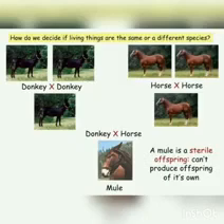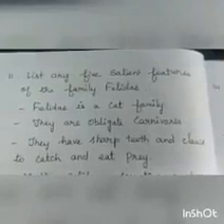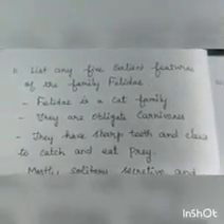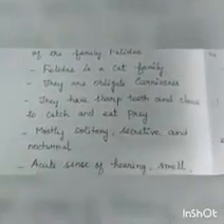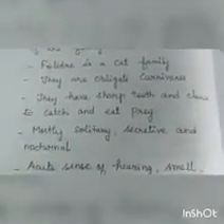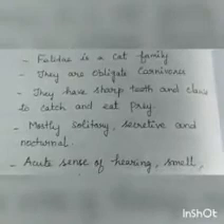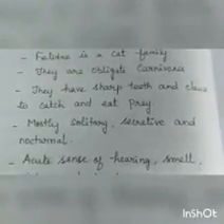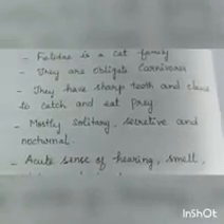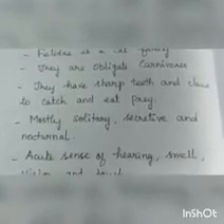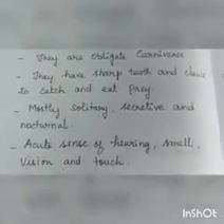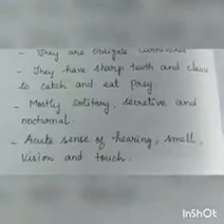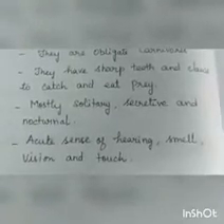Okay, next 11th question is, list the 5 salient features of family Felidae. Family Felidae means Felis, a cat. So Felidae is a cat family. They are obligate carnivores. So they eat flesh, they are flesh-eating animals. Okay, they have sharp teeth. Since they eat flesh, they have canines. So they have sharp teeth and claws to catch and eat the prey.